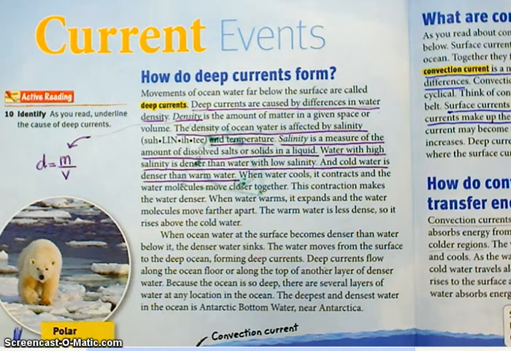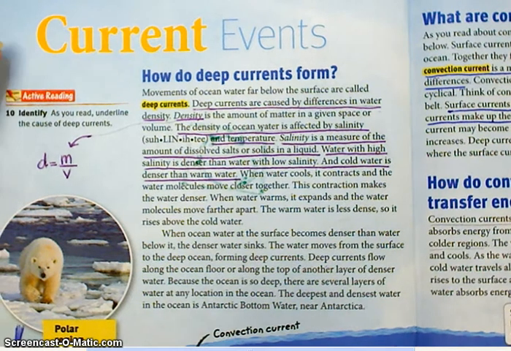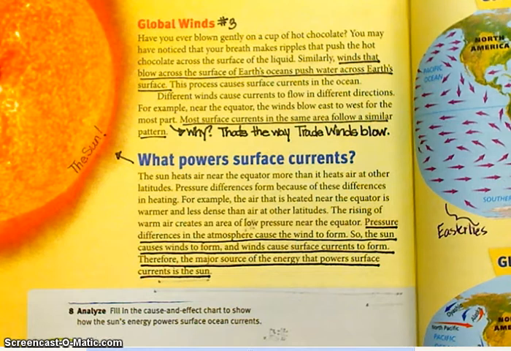All right, I'm on page 442. This is screencast number 2 for lesson 2 of Unit 8. And we need to talk about deep currents. Remember, previously in the first screencast, we were talking about surface currents and what caused those.